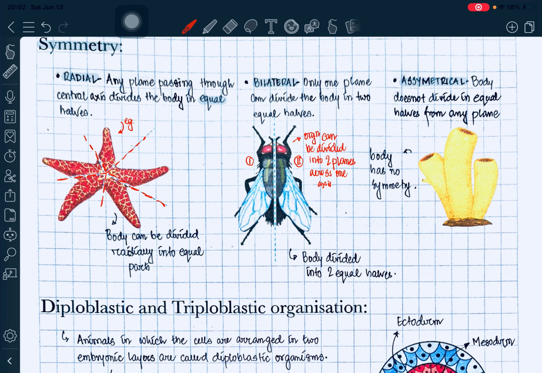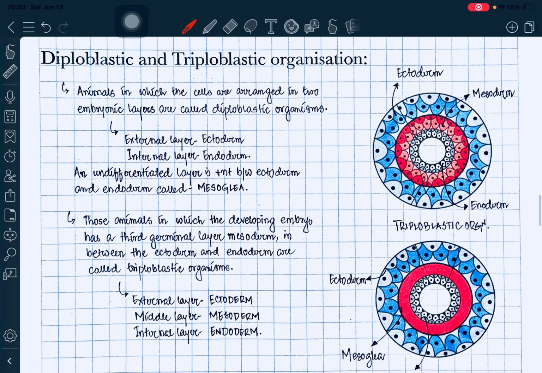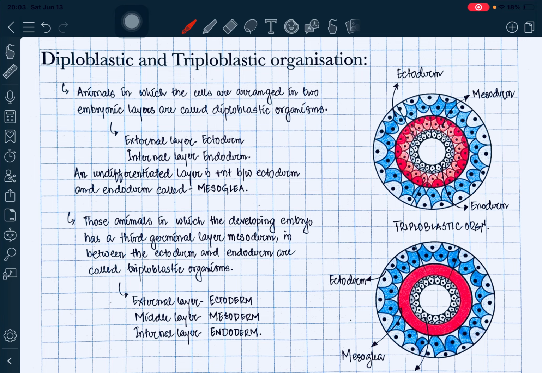The last condition is the asymmetrical condition, in which you don't have any axis which can break the organism into two equal halves. For example, if I draw this axis, it is not going to break the organism into two equal halves. Neither can this axis. So there is no axis which can break the organism into equal halves, and that is why they are called asymmetrical organisms.